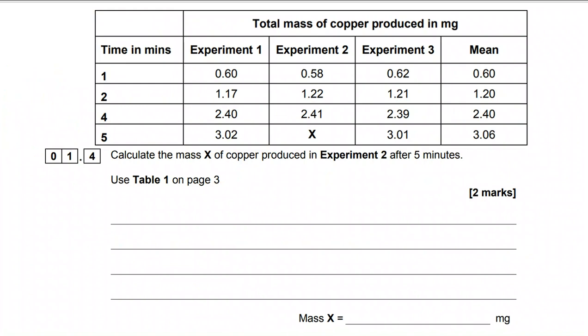Moving on to 1.4, calculate the mass X of copper produced in experiment 2 after 5 minutes. And you can use the table that we have here. Well, at 5 minutes, we have got the mean and we've got 2 of the values used to calculate that mean. So we're going to do the normal mean calculation, but the X is on the left-hand side here.